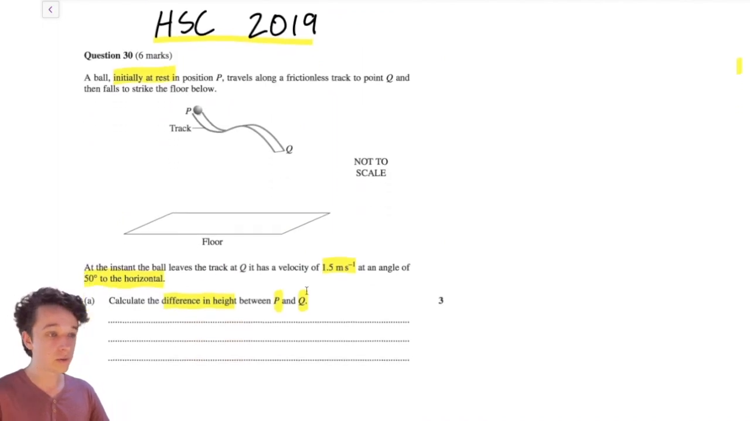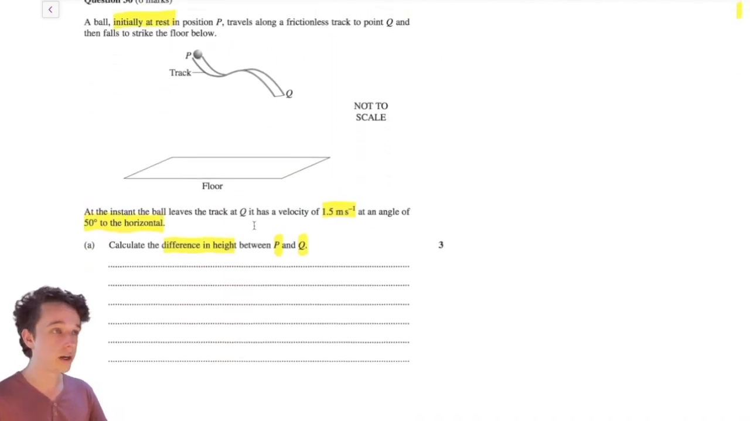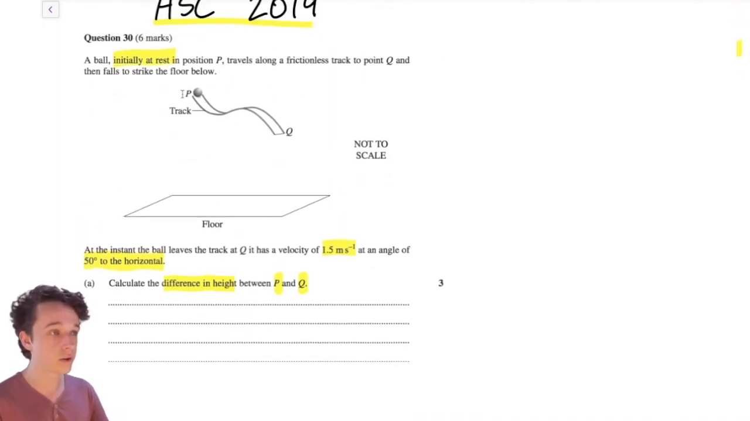All right, so a lot of these questions are centrally focused on the difference in the vertical height between points P and Q. The first thing to do whenever you get a convoluted question like this is obviously to label the diagram that you're given with all the information, so you don't have to keep referencing all the text. You can just look at the diagram.